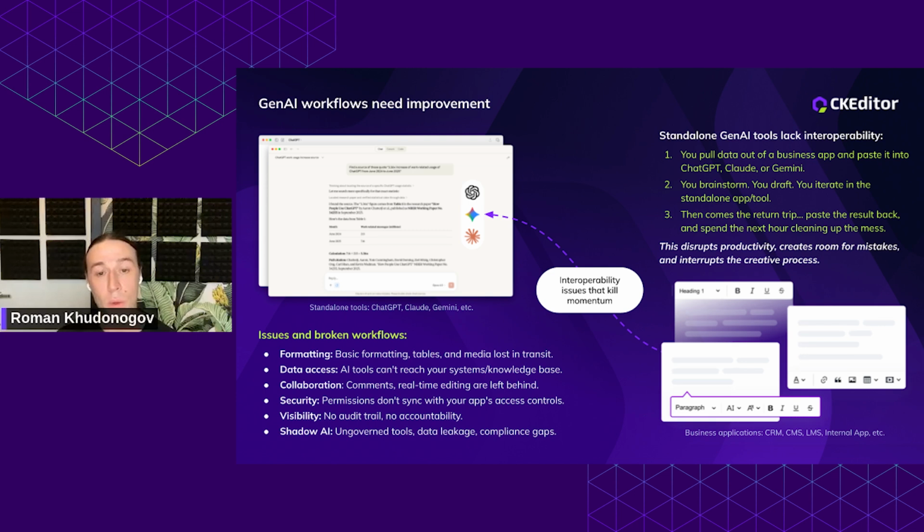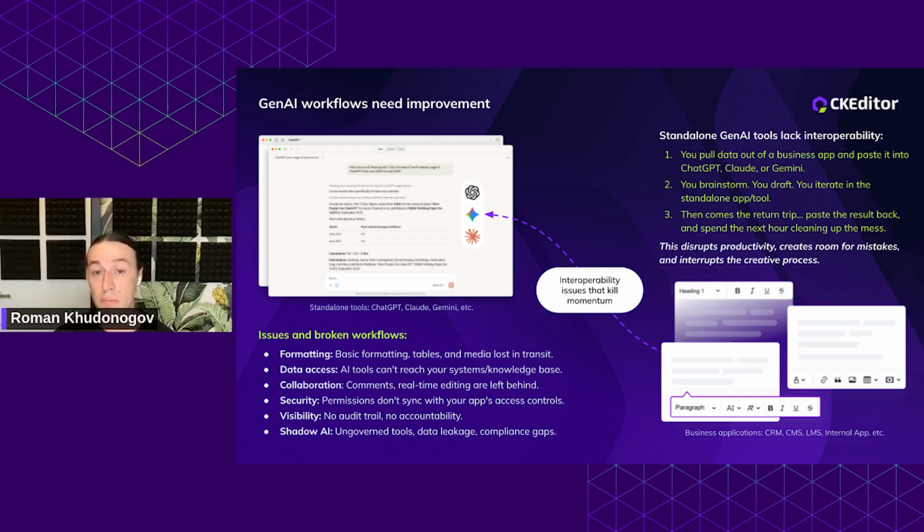But to be honest, it goes much deeper than just formatting. When people are using these standalone AI tools, you lose a bunch of other things too. First of all, the AI can't access your internal application database. Then you lose real-time collaboration, co-editing, comments, and the permissions from your web business application don't carry over. So you have the security question. There are no audit trails, and then there is what people are calling shadow AI or bring your own AI: employees using ungoverned tools, with consequences like privacy leaks and compliance risks.